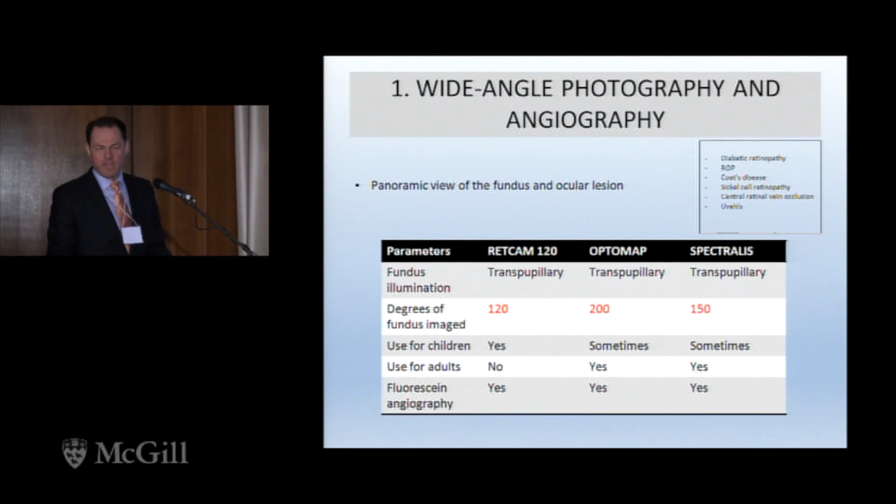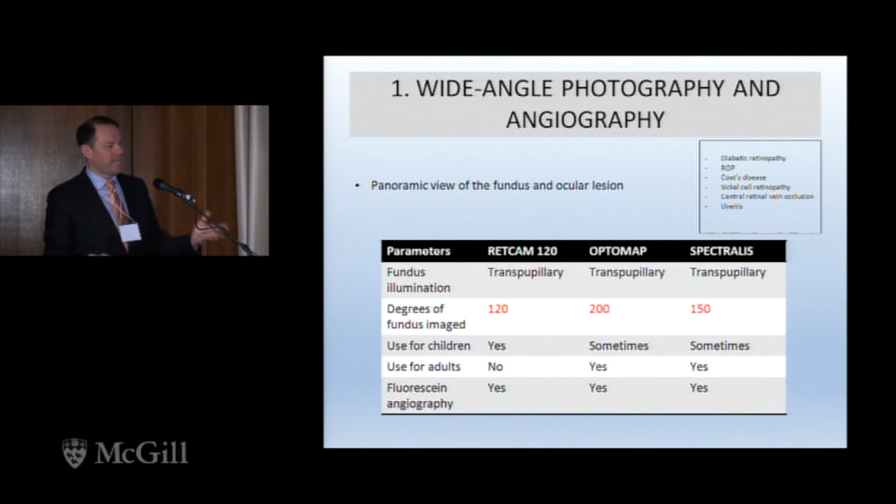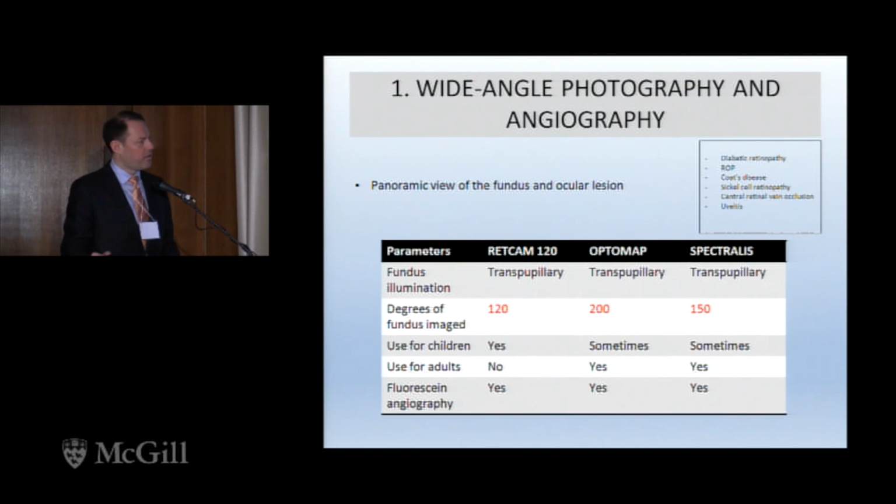So, as I said, we've seen a lot of wide-angle images throughout the day, and in retina we're starting to use this more and more. We use it for diabetic retinopathy. Anything that's out in the periphery we want to see, and we're starting to gain a greater appreciation for vascular abnormalities in retina with diabetic retinopathy, with things such as ROP or sickle cell. And it provides this panoramic view of the retina and thus the lesion if it exists out there. And the modalities that most of us are familiar with are the RetCam, the Optos, Optimap, and Spectralis.